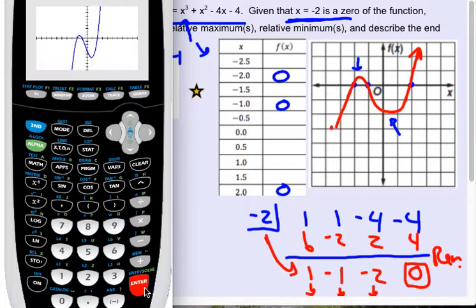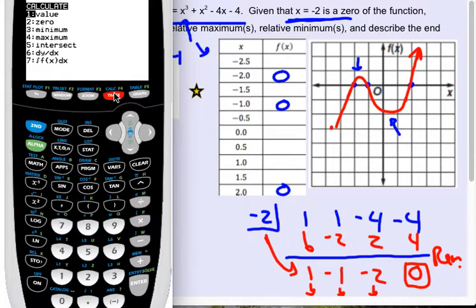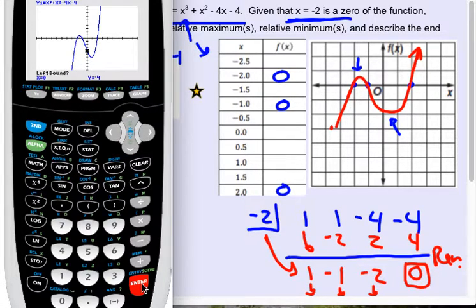So to find these points, these relative maximums and minimums, because we do have to find that, we're going to go to calculate. That's second and then trace. So I'm going to find our relative minimum first. Enter. Here's how you do it. You've got your cursor here, and it says left bound. If you look over on the calculator in the left-hand bottom corner, it says left bound. You want to be on the left-hand side of that relative minimum, and just hit enter.